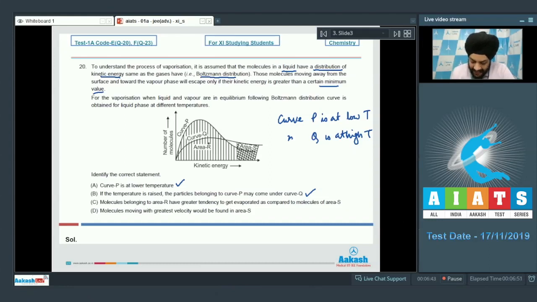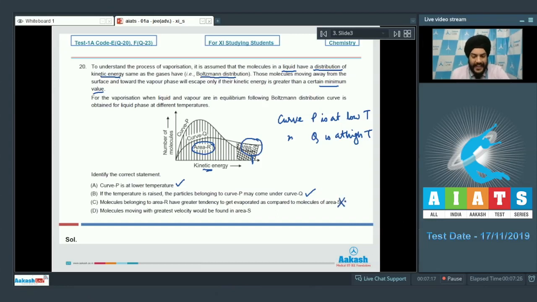If you talk about the area R, so the area R represents a lesser kinetic energy. We have plotted the kinetic energy on the x-axis. So area R corresponds to a lesser kinetic energy, whereas area S, if you look at it, corresponds to a region where the kinetic energy is greater. So students, this statement is not correct. It is the particles which belong to area S which have a greater tendency to escape into the vapor phase as they have a greater kinetic energy. So statement C is not correct, students.